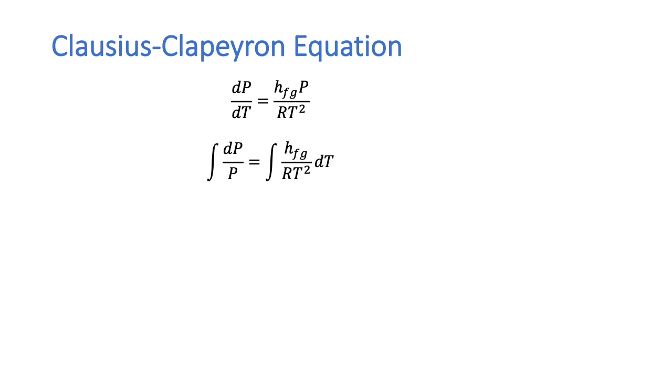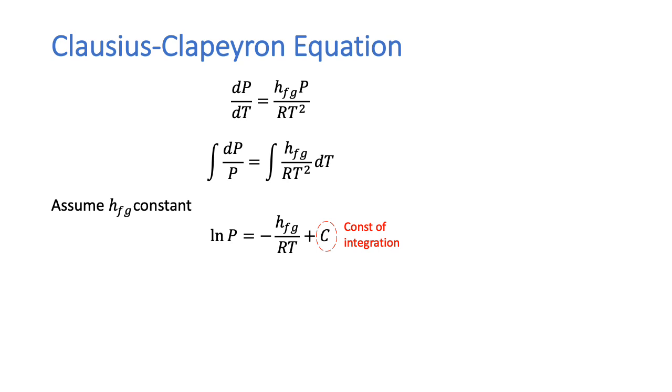If we bring all the terms in P on the left-hand side and on T on the right-hand side, we can integrate and get that the integral of dP upon P is equal to the integral of Hfg upon RT square dT. Let us assume that Hfg is a constant, and this is a fairly good assumption for most substances. Hfg does not change very much with temperature or pressure. In that case, ln of P is equal to minus Hfg upon RT plus C, which is a constant of integration.